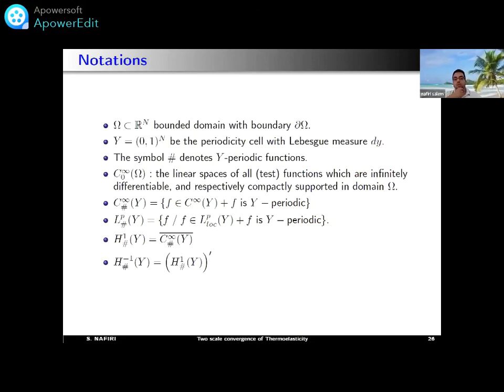So now I arrive at the problem, the heart of this presentation. Some notation: I consider Omega as a bounded domain with boundary partial Omega. Y is the periodicity cell. The hash symbol denotes Y-periodic functions. C0 infinity of Omega is the set of test functions. C hash infinity of Y is the set of C infinity functions on Y which are Y-periodic, and L^p hash of Y is defined like this, and so on. H^1 hash is the completion of C hash infinity of Y, and H^-1 hash is just the dual of H^1 hash.